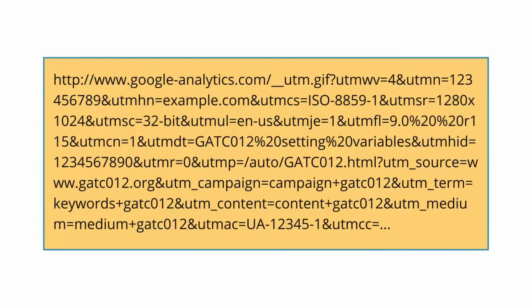In the example, everything after the question mark is called a parameter. Each parameter carries a piece of information back to Google's analytics servers. Some of these parameters are encoded and can only be interpreted by Google Analytics. Others are actually human readable, like the parameter UTMUL, which shows the language that the user's browser is set to.